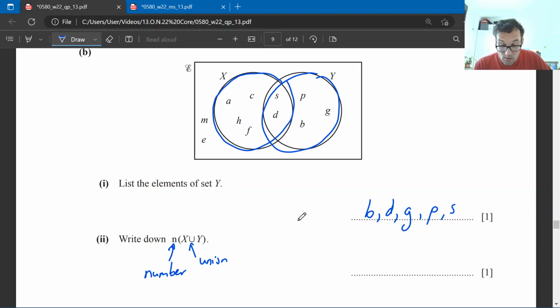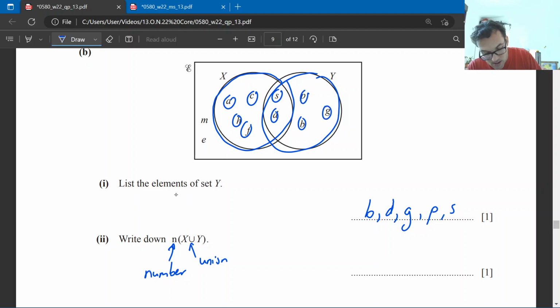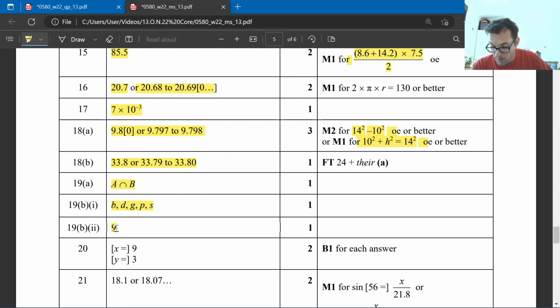But now you don't write them all down like the previous one. We just say how many there is. You count them. 1, 2, 3, 4, 5, 6, 7, 8, 9. There are 9 letters in X union Y. 9 it is.